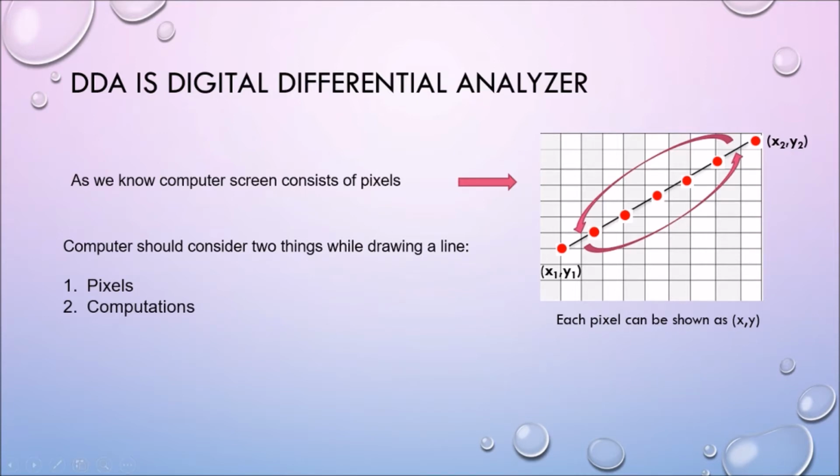We're given initial points x1, y1 and ending points x2, y2. All we need is to find out intermediate pixels between initial point and ending point. Here DDA algorithm helps computer decide which pixel to choose.